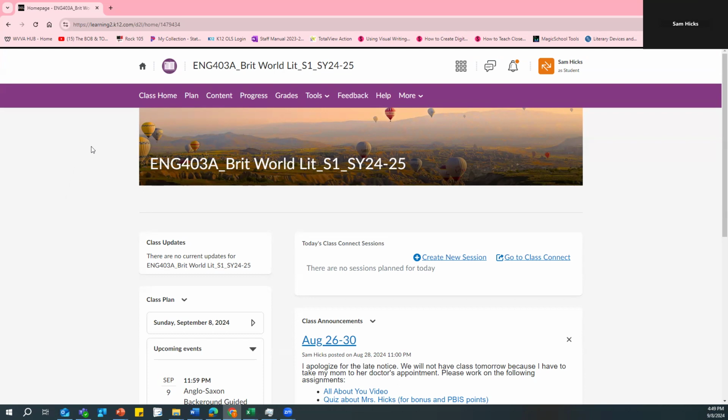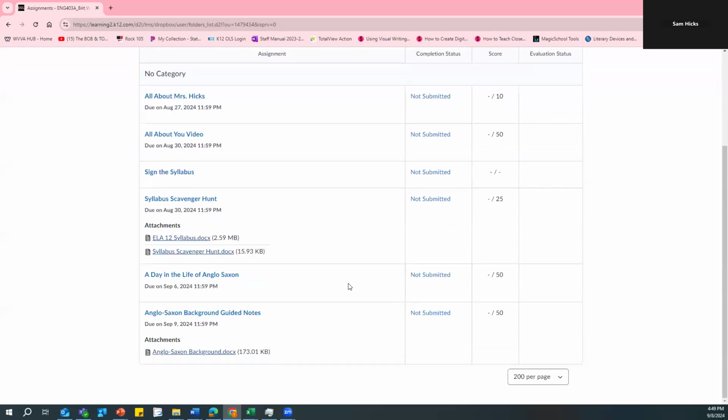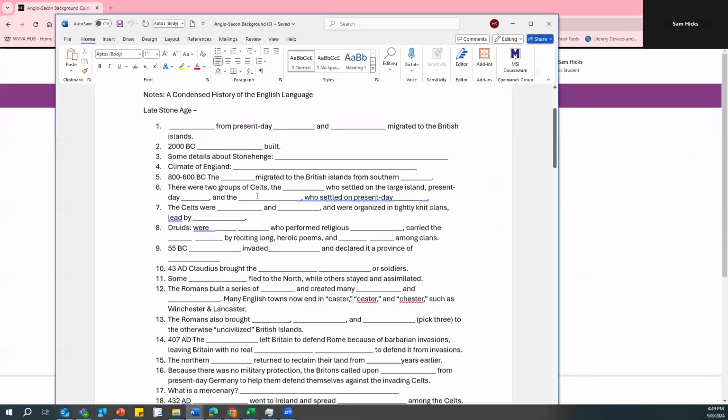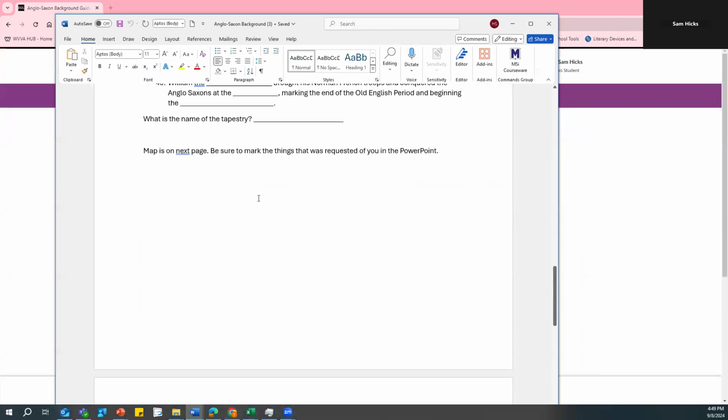To get to today's lesson, you're going to log into our class, go to Tools, Assignments, down here, Anglo Saxon Background Guided Notes. And then you're going to have to download these guided notes. It'll put it in your downloads. You can open it. This is what it will look like.